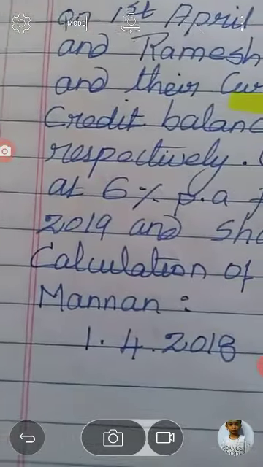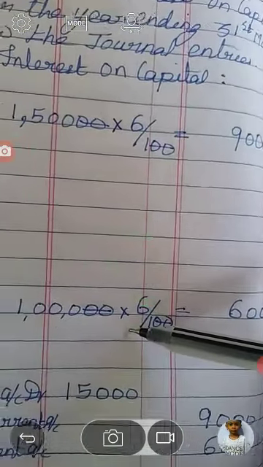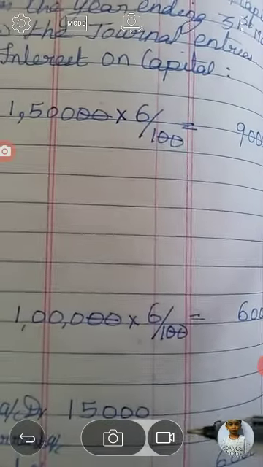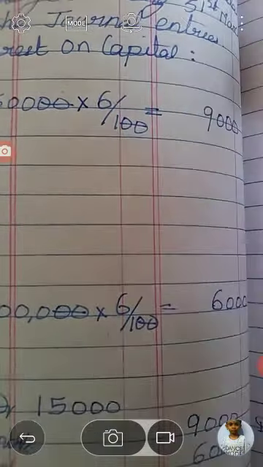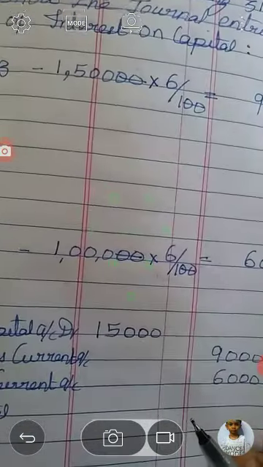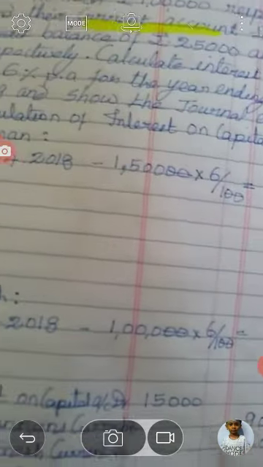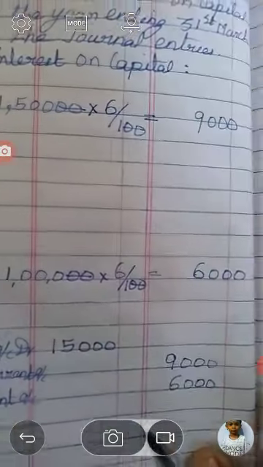The rate of interest for calculating interest on capital is 6% per annum. So you should simply show the percentage as 6/100. So 1,50,000 into 6/100 and 1 lakh into 6/100. You cancel the zeros. 1,500 into 6, you arrive at 9,000. Here 1,000 into 6 is 6,000. So the interest on capital for Mannan is 9,000 and Ramesh is 6,000.